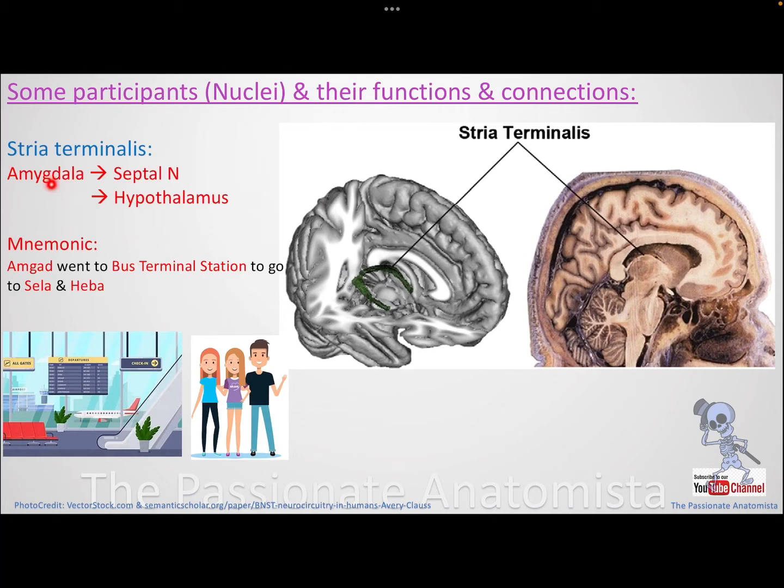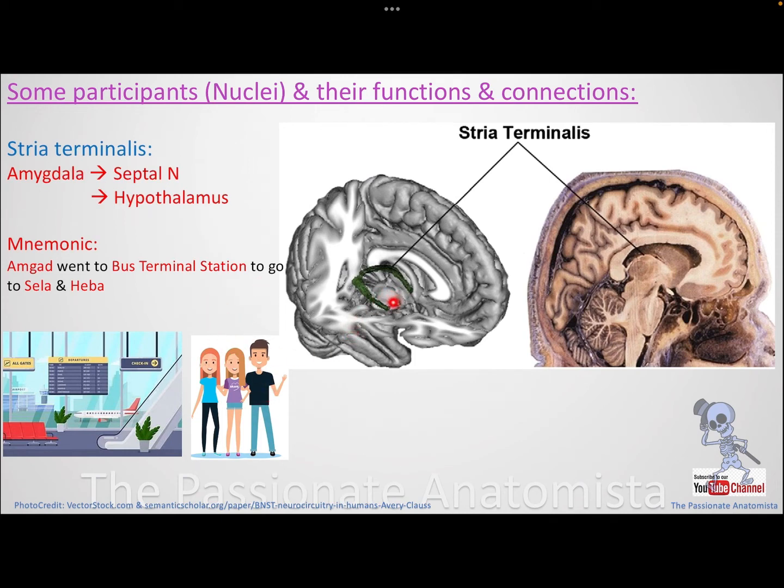And if your tract is connecting the amygdala to the septal area, or from the amygdala to the hypothalamus, we call it stria terminalis. How will we remember it? It's the terminal station. Amgad needs to reach the terminal station in order to visit Sila and Hiba. But Hiba now is not the habenular nucleus, it's the hypothalamus. All right, so how will you remember it? The terminal station, the stria terminalis, is what connects that guy to these two ladies.